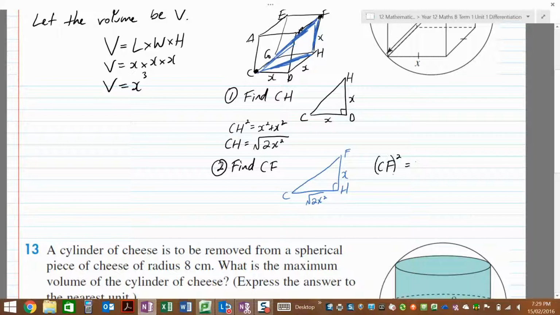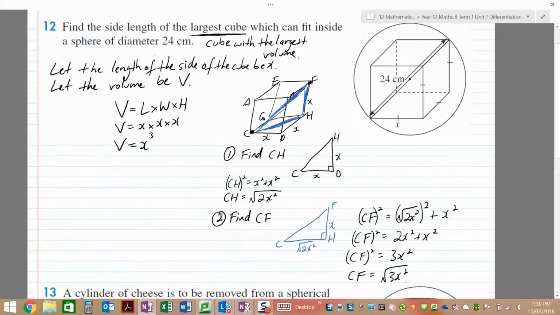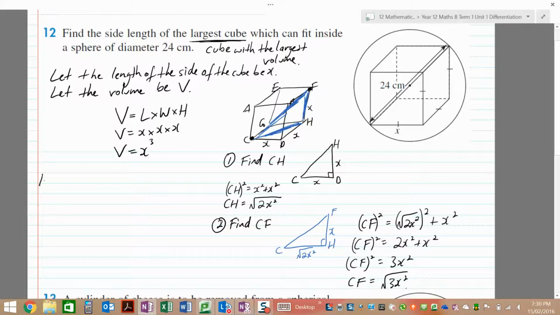squared, should put CF squared, all of these in brackets, is square root of 2x squared, so I'll square this, plus x squared. So CF all squared, squared and square root cancel each other out, so we've got 2x squared plus x squared, or CF squared is 3x squared, or we can find CF as the square root of 3x squared. Okay, so what have I done by finding all this? I know that in terms of x, 24 centimeters is the square root of 3x squared. Okay, that's the restriction placed on x.